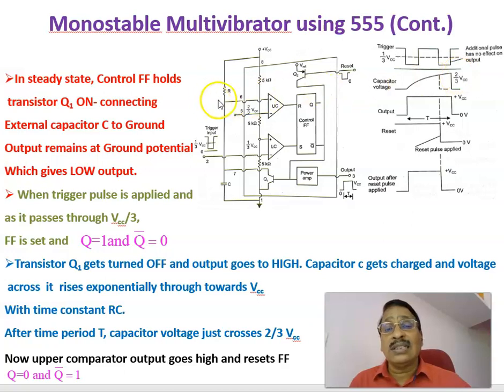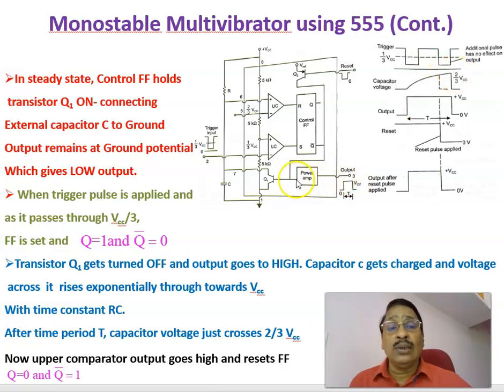But once this capacitor voltage reaches 2/3 VCC, because this voltage is equal to 2/3 VCC, once it crosses this 2/3 VCC, reset will go high, or Q will go low. Therefore, once the capacitor voltage reaches 2/3 VCC, Q will become low and Q bar will become high, which means the output goes low. Therefore, the output is going low as this voltage reaches 2/3 VCC.